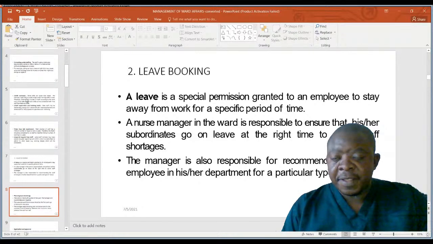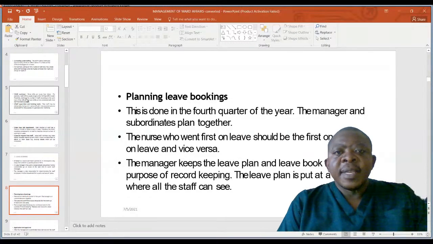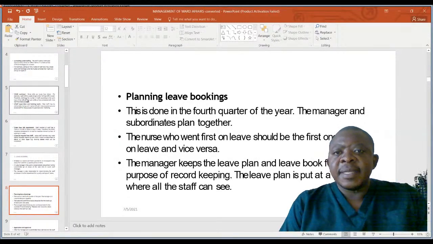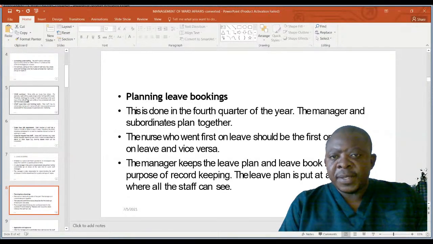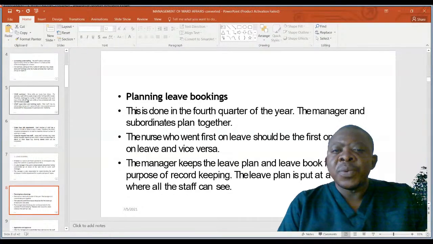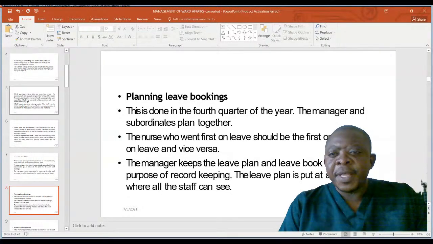Planning leave bookings. This is done in the fourth quarter of the year. The manager and subordinates plan together. The nurse who went first on leave should be the last one to go, and vice versa. The manager keeps the leave plan and leave book for the purpose of recording.